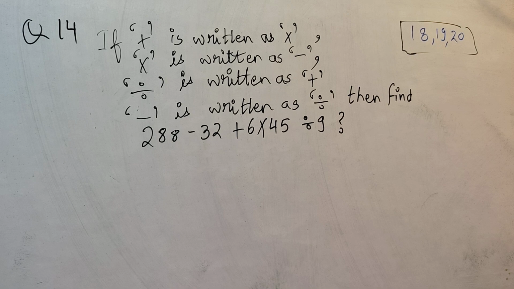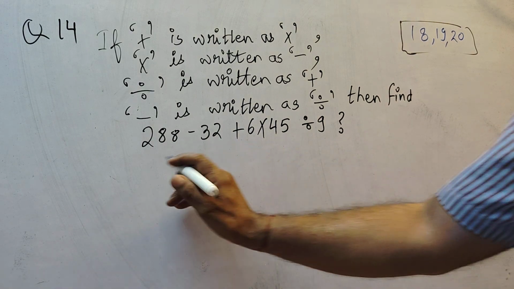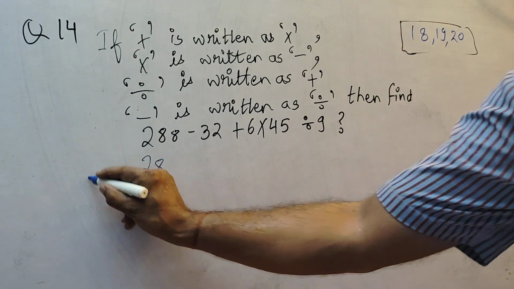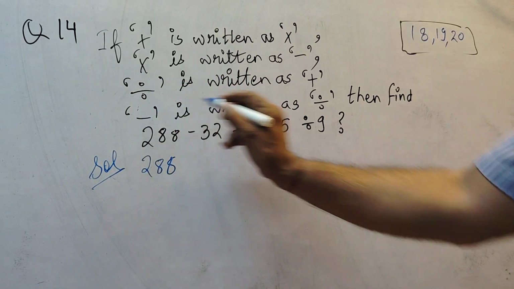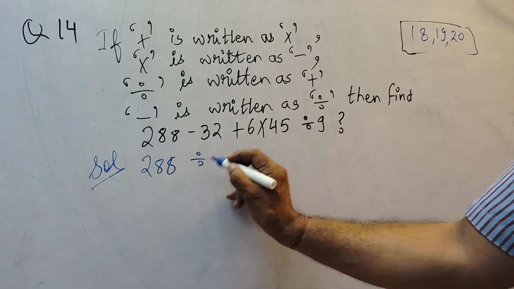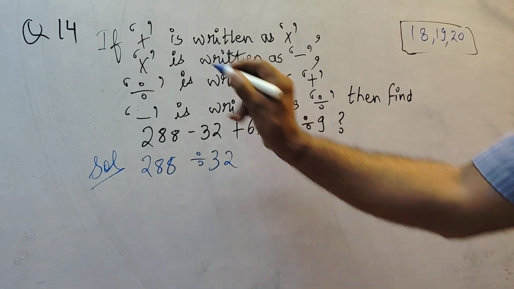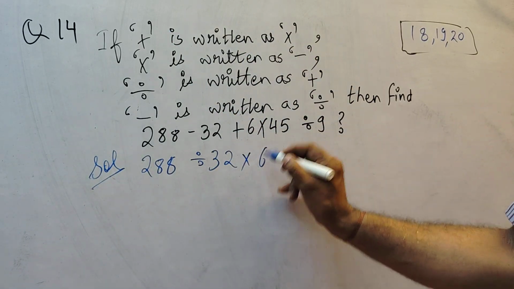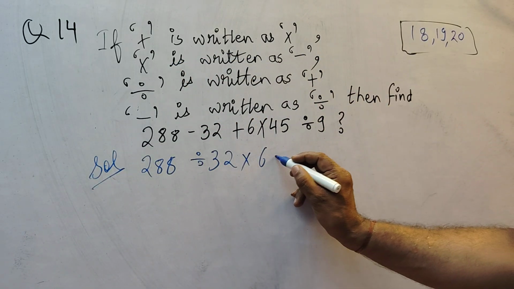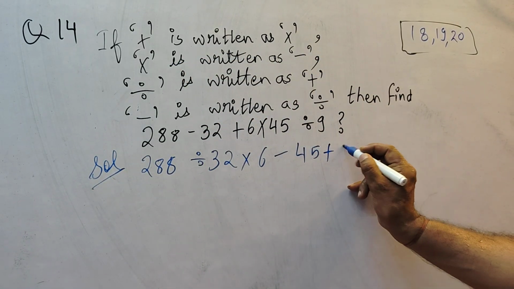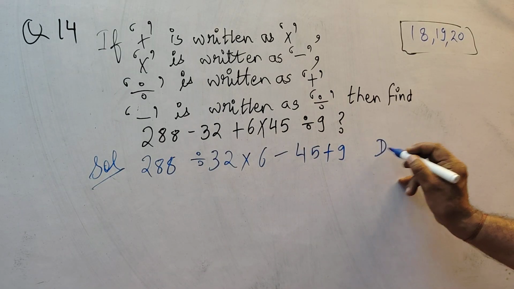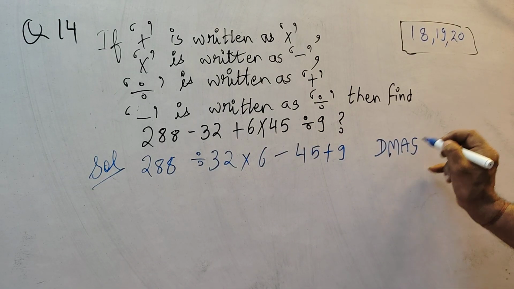In this solution, first we interchange the sign. So 288, minus is replaced with divide sign, so we replace with divide. Plus is replaced with multiply. Multiply is replaced with minus. Now divide is replaced with plus sign. So according to DMAS, we solve divide first.